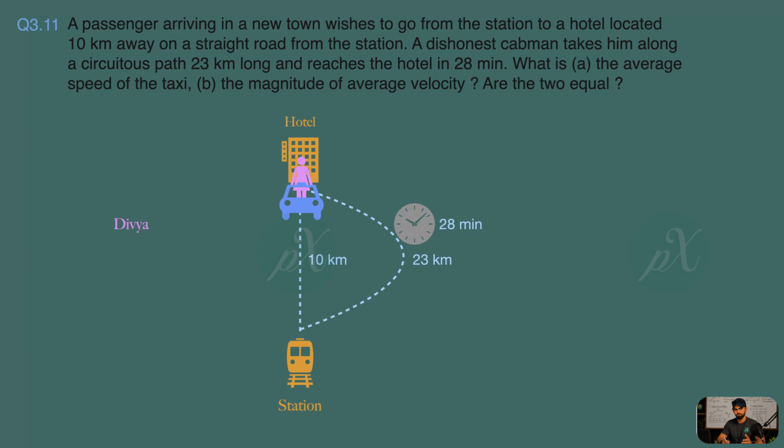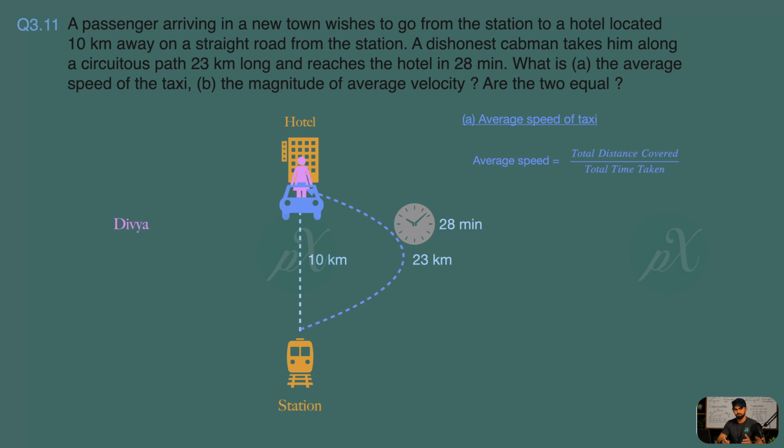So, the question asks us to find two things. First, the average speed of the taxi, and second, the magnitude of its average velocity. Let's see whether these two quantities are equal or not. Now, let's calculate the average speed. We know that average speed equals total distance traveled divided by total time taken. The taxi traveled 23 kilometers in 28 minutes.